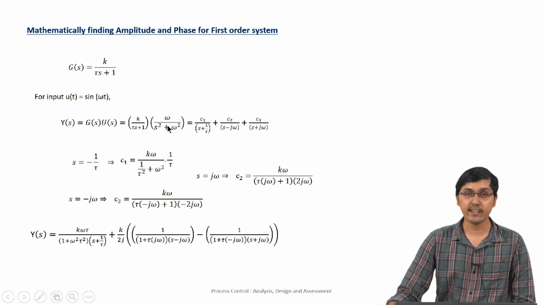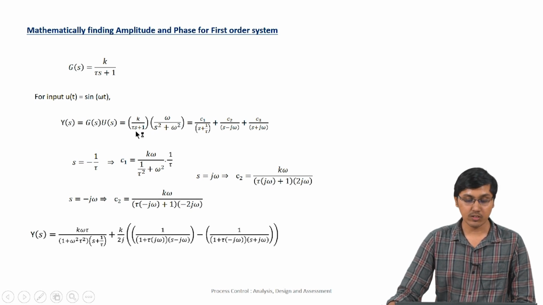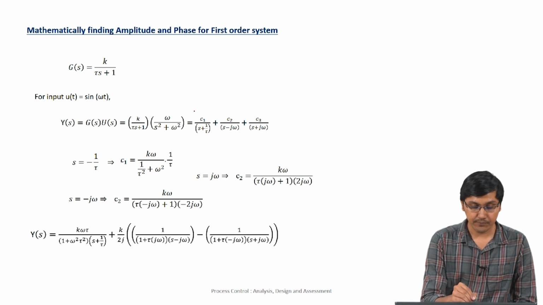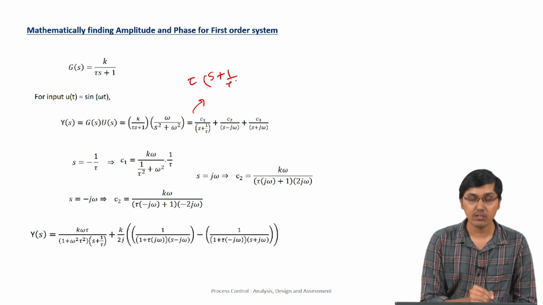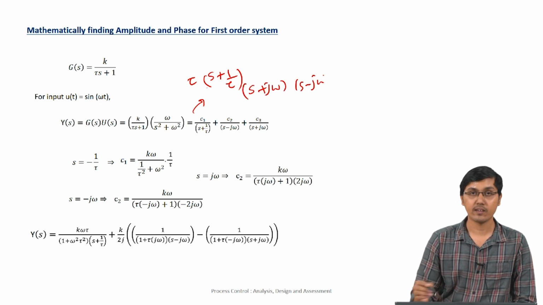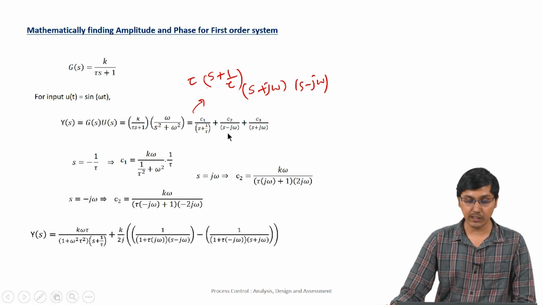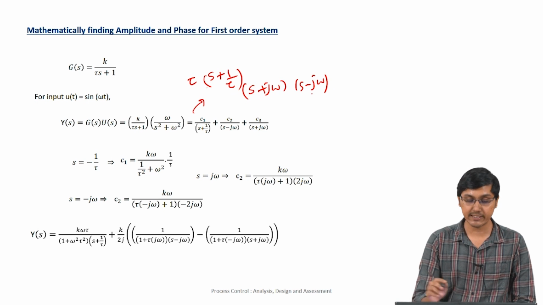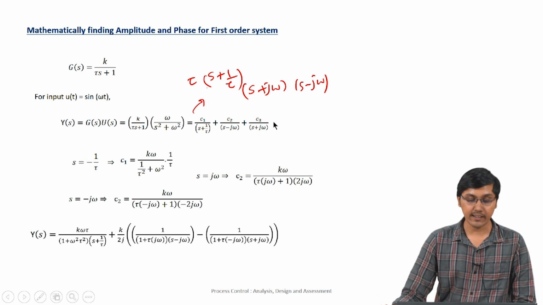So this is what we get, and then we actually resolve it into partial fractions. One thing to notice here is that we take the poles: tau s plus 1 is taken as tau into s plus 1 by tau, and s square plus omega square is taken as s plus j omega into s minus j omega. Okay, so there are actually three poles: s equal to minus 1 by tau, s equal to minus j omega, and s equal to plus j omega.